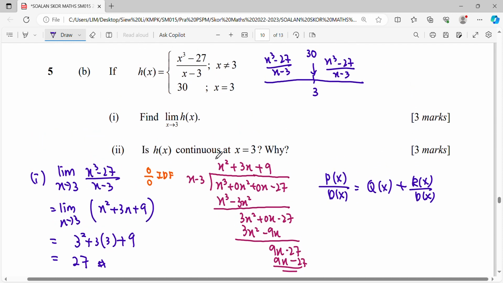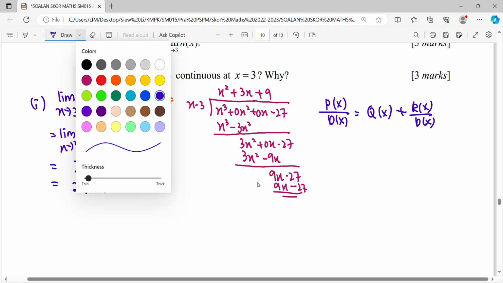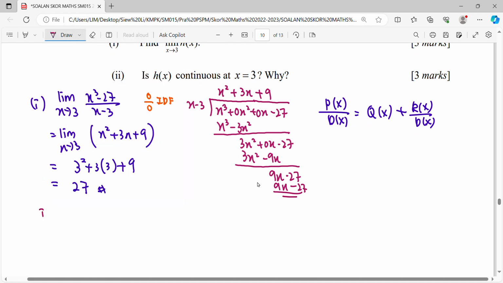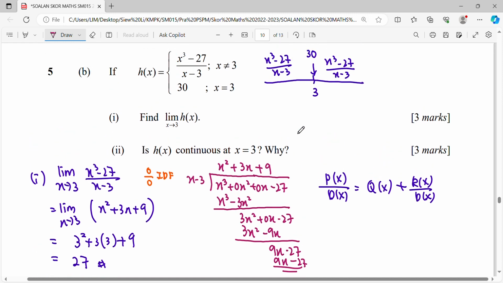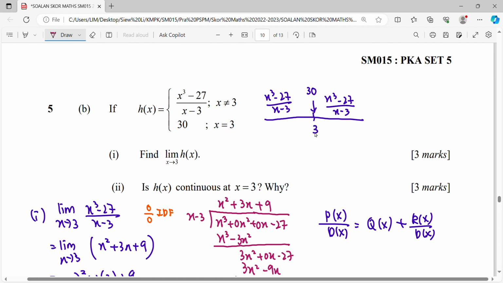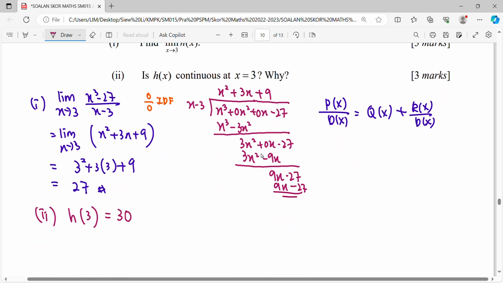Then part 2, is this function h(x) continuous? The question asks you to verify is it continuous and why. To verify whether it is continuous or not, you have to follow the continuity conditions. The first condition you have to show is the point: is h(3) defined? Look at the function here. When you have h(3), exactly x equals 3, your value is 30. You have to tell us your value 30 to show that this point is defined.